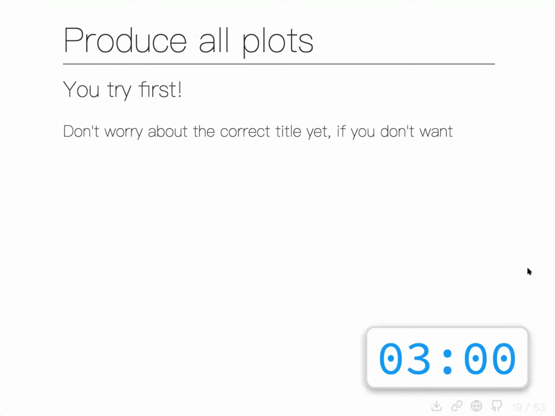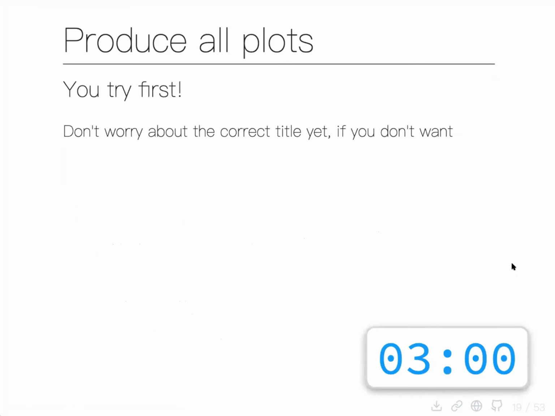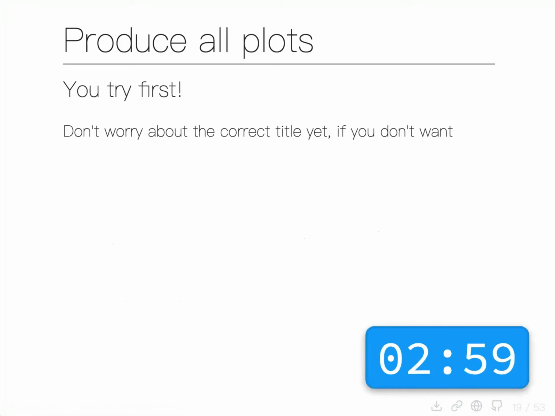Now we're going to produce all plots. So you try first. Don't worry about the correct title for right now. Back here, I said Pulitzer Prize winners, Wall Street Journal. Rather than doing that for now, just do Pulitzer Prize winners, and don't worry about the actual newspaper. Go ahead and try to create a plot for every newspaper.